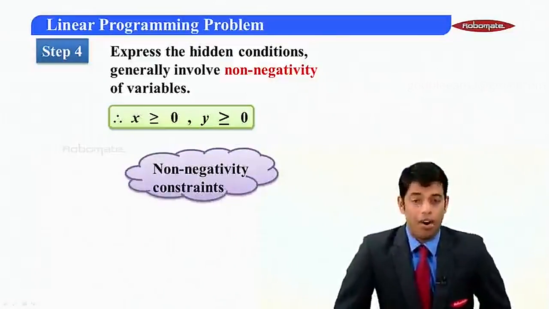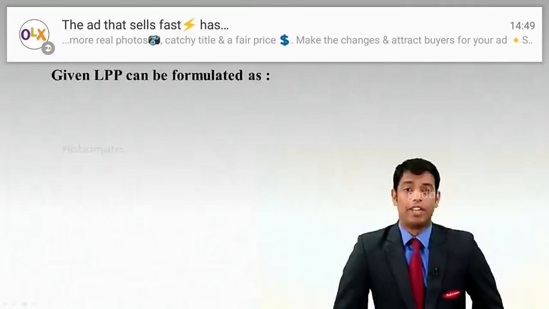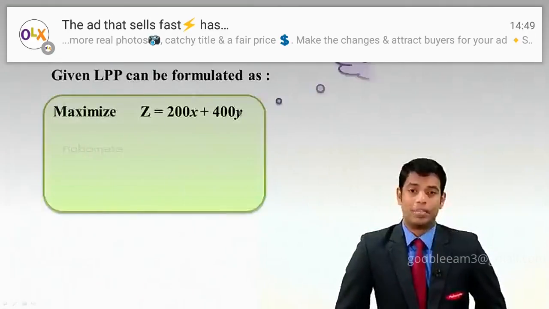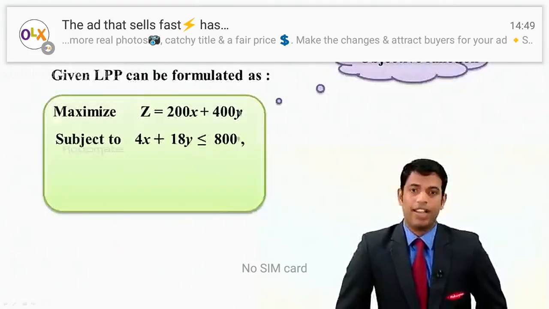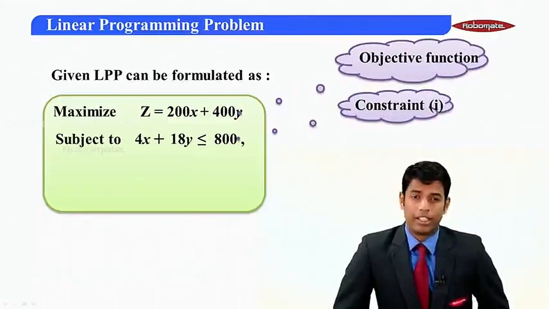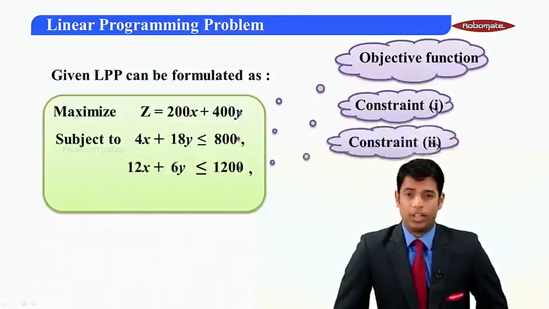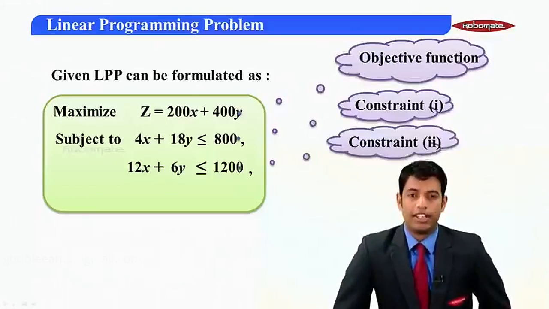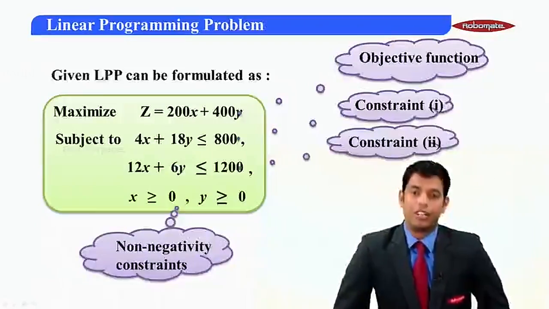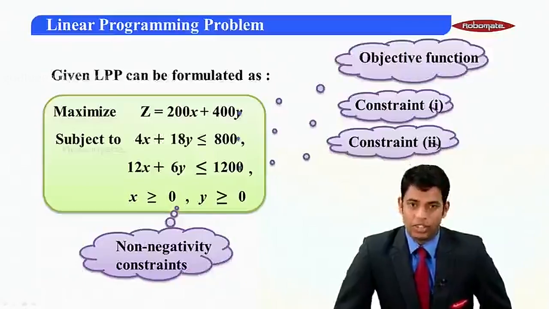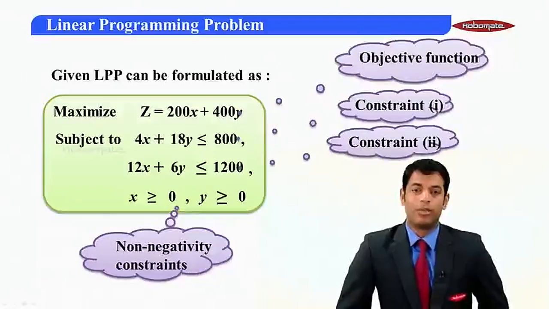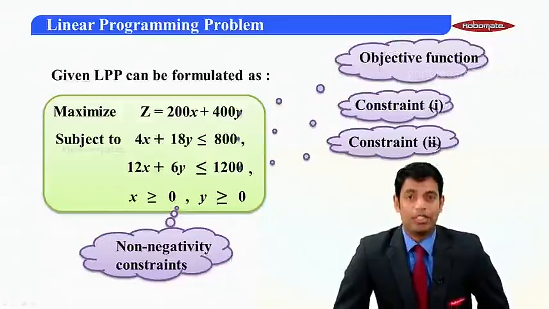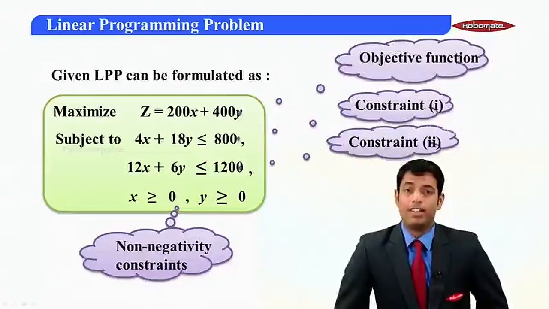Combining all these steps, we now formulate our LPP, that is, maximize Z equal to 200x plus 400y. That was our objective function, and the constraints were 4x plus 18y less than or equal to 800, 12x plus 6y less than or equal to 1200, and lastly the non-negativity constraints, that are x greater than or equal to 0 and y greater than or equal to 0. So this whole constitutes our LPP. In this module we have studied how to formulate LPP. Thank you.